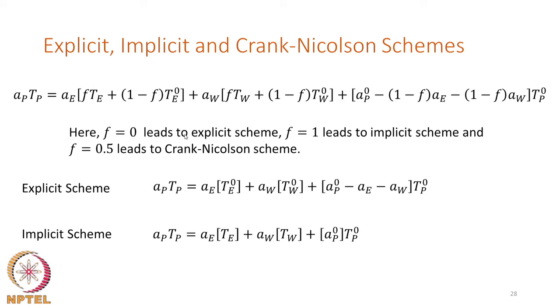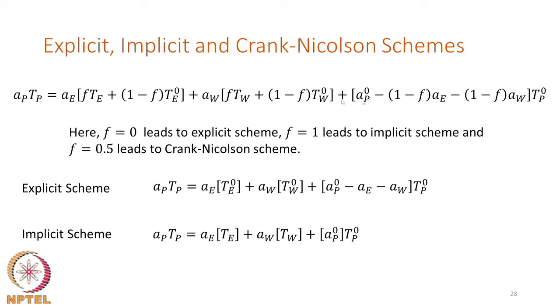So, f is equal to 0 would give you the explicit scheme, f is equal to 1 will give you the implicit scheme, and in this expression if you were to use f is equal to 0.5, then you go into a special scheme called the Crank-Nicolson scheme, where we have a 50-50 usage of the previous and the current time step temperatures, and this can lead to some problems in some schemes, but generally it is a good mixture between the explicit and implicit schemes.